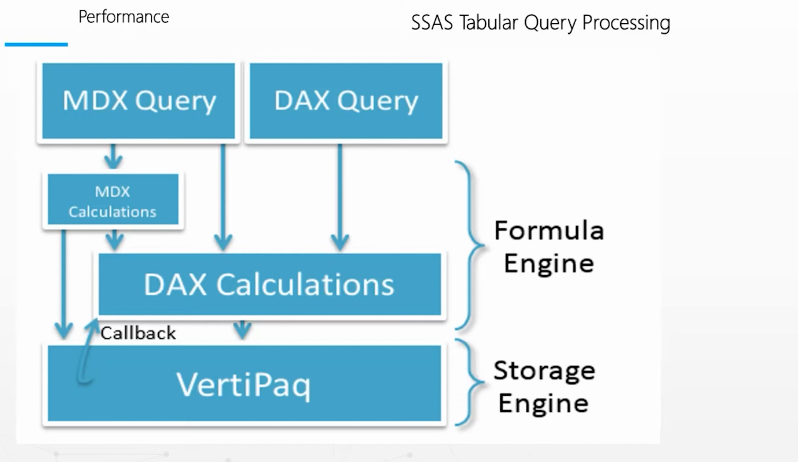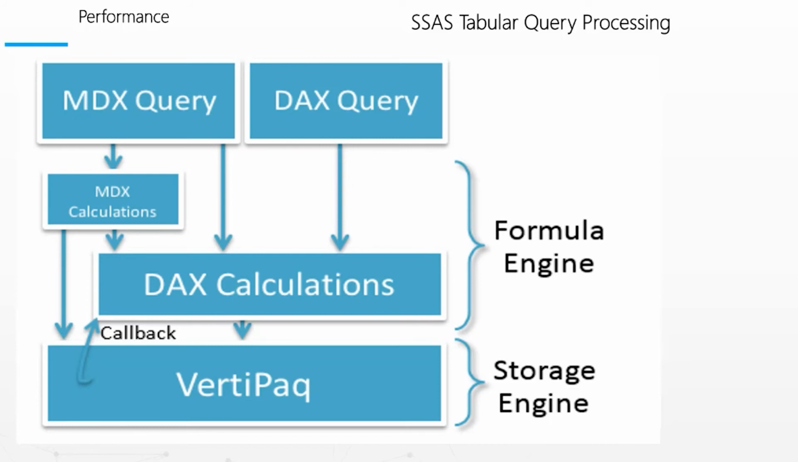MDX queries are resolved natively by the MDX formula engine, which can call into the DAX formula engine to resolve the DAX measures. The MDX formula engine can also call directly into the VertiPaq engine in cases such as querying dimensions. Excel generates MDX queries to support pivot tables connected to Analysis Services. DAX calculations in the formula engine can request data from the VertiPaq storage engine as needed.